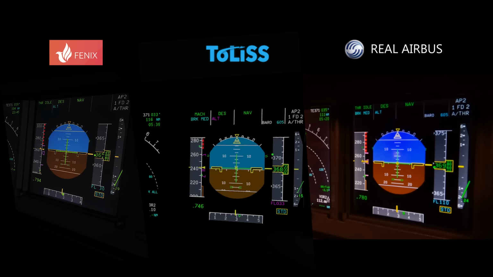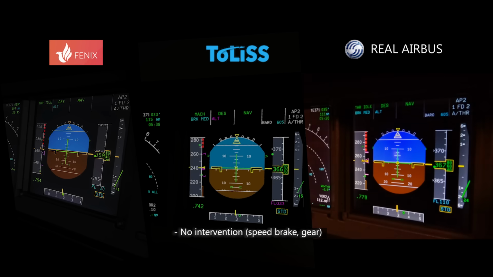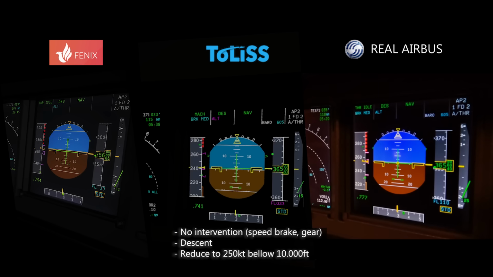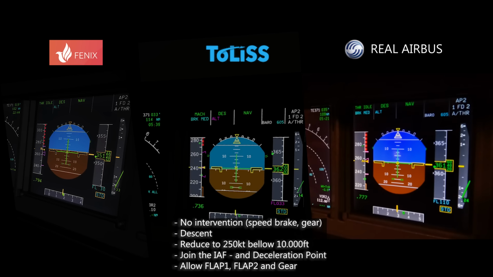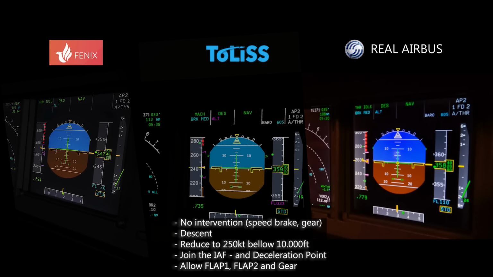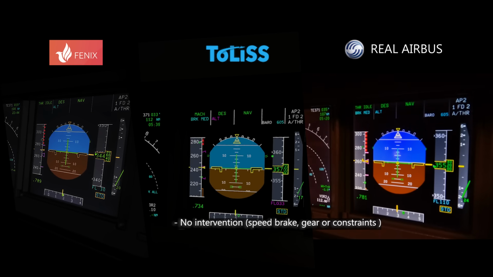My goal here is to demonstrate that without any kind of intervention, the airplane will descend, reduce speed to 250 knots below 10,000 feet, get inside the initial approach phase of the procedure, and reach the deceleration point, allowing us a window to reduce speed, apply flaps 1 and also flaps 2 on the final approach. Again, without any kind of intervention, no speed brake applied, no constraints on lateral and vertical revision of the MCDU.